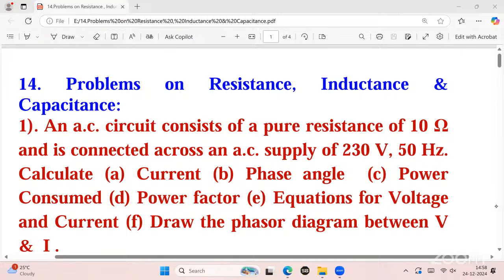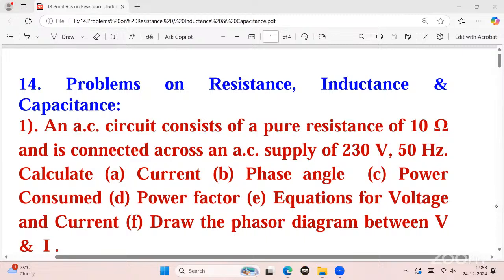But what is that for pure resistance? Z is equal to R. Then what is the formula? V is equal to IR, so I is equal to V by R. What is the current flowing through the circuit? 23 amperes, 230 by 10.